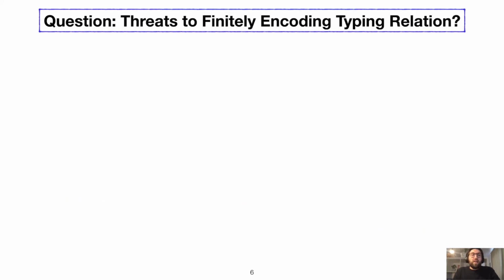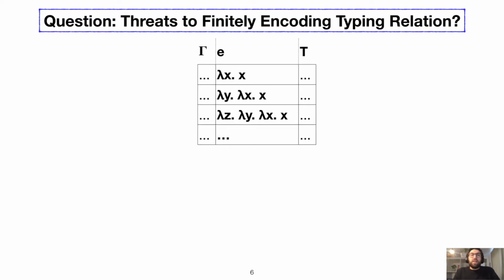The first question we have to answer is if expressions are a threat to finitely encode the typing relation. So here we have the typing relation as a table, and we can arbitrarily nest lambda abstractions. Therefore, there's an infinite number of well-typed expressions, so the complete typing relation is infinite. And Datalog will try to exhaustively enumerate all these infinite tuples, but this will never succeed.